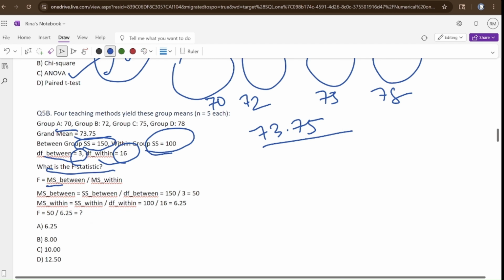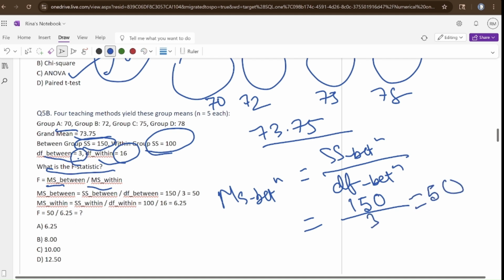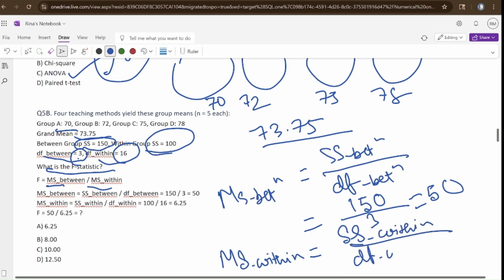Simple formula, you have to calculate mean square between divided by mean square within. Now mean square between equal to sum of square between divided by degree of freedom between. So sum of square between is given 150. Degree of freedom between is 3. So it will be 50. Now mean square within groups. So mean square within equal to sum of square within by degree of freedom within. Sum of square within is 100. Degree of freedom within is 16.